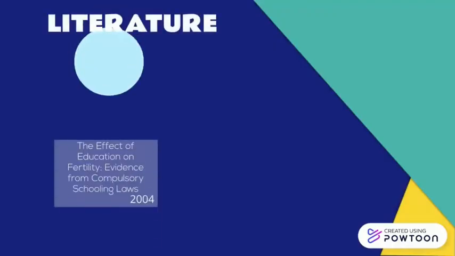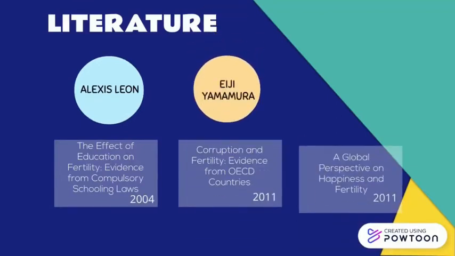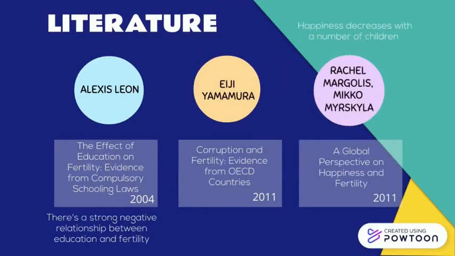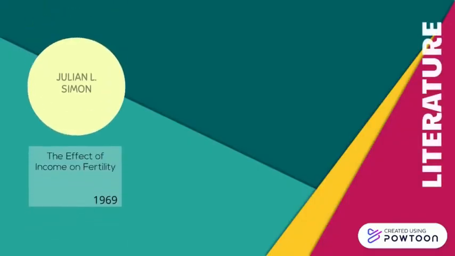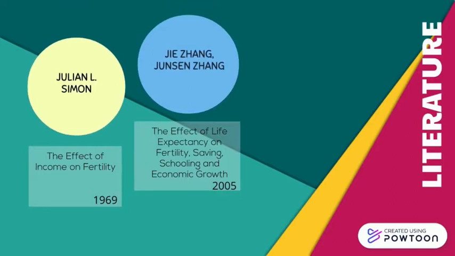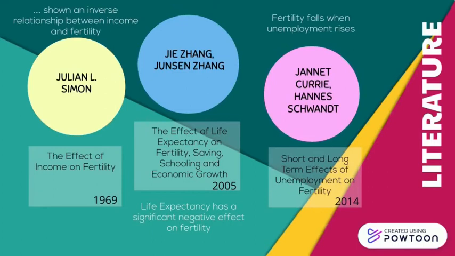This research is supported by 6 literatures, 5 literatures for each control variables and 1 literature for variable of interest. All literatures that we have say that there is no correlation between all variables and women fertility. Is it right?